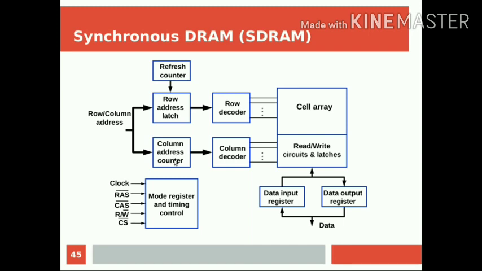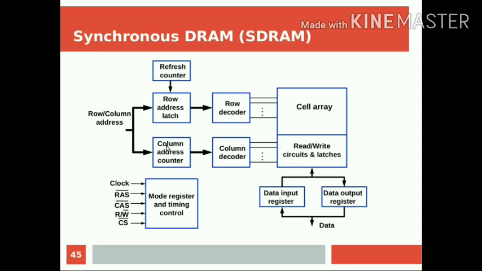Then the column address counter. This column address counter will act as a latch, and also it is a counter. So the column address will be latched into the column address counter with the help of the column address strobe. Similarly, the row address will be latched by means of the row address strobe. Then this has one more feature, that is, it acts as a counter. So it can increment the value of the column address latch automatically. This will help in the case of a block data transfer.